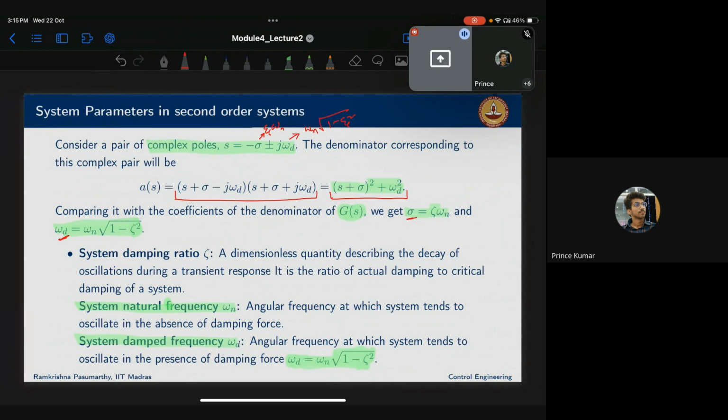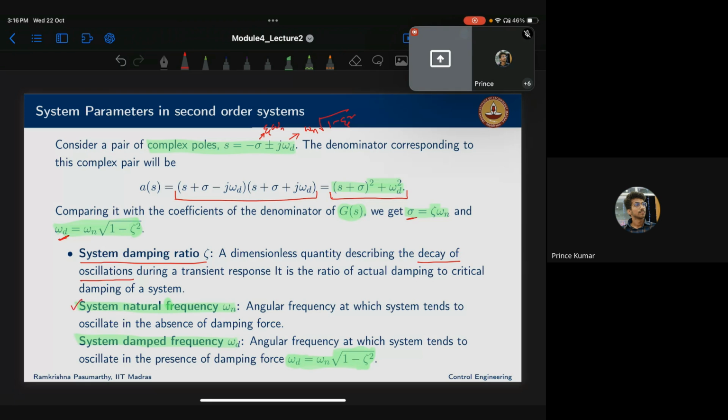Here, zeta is called the damping ratio, which is a dimensionless quantity describing the decay of the oscillations. Based upon the value of zeta, the oscillations may decay fast, slowly, or show different behavior. Okay, that is the first one.